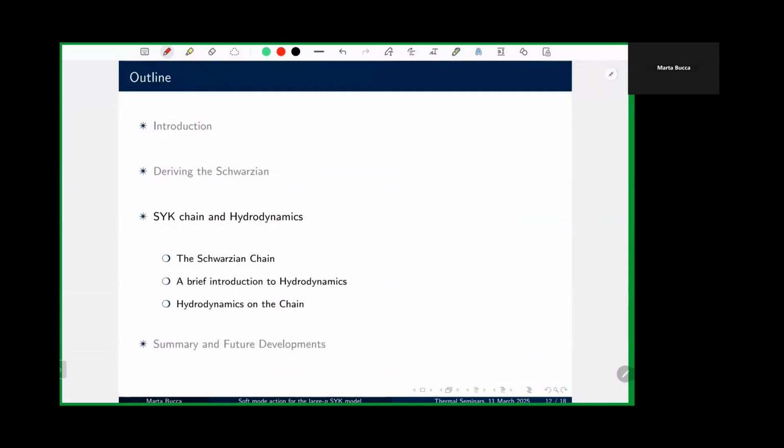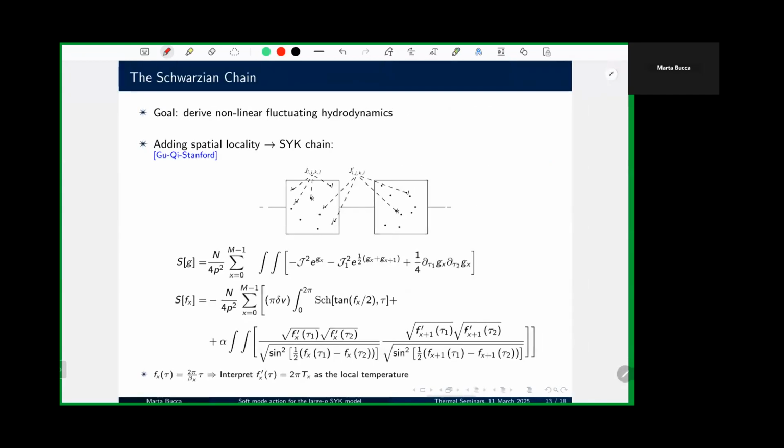We've derived the Schwarzian, and from here, as I promised, we're going to build the SYK chain and study it in the hydrodynamic limit. So first of all, we're going to see what the SYK chain is and what the Schwarzian regime, the infrared regime, looks like for the chain. We're going to then briefly introduce hydrodynamics, and finally, we're going to take the hydrodynamic limit on the chain. So let's start by building the SYK chain.